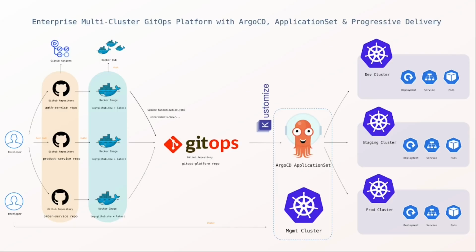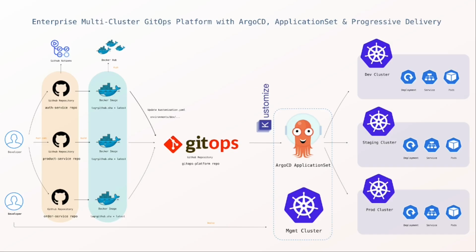CI/CD flow explanation. This process follows a fully automated CI/CD pipeline combined with the GitOps principle, ensuring that every change is traceable, consistent, and safely deployed across multiple environments. The process begins when a developer pushes code to the repository. This action triggers GitHub Actions, which serves as the CI pipeline. It automatically builds a new Docker image based on the latest code and prepares it for deployment.